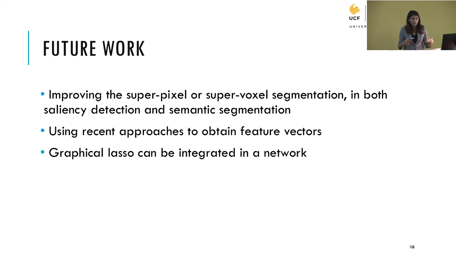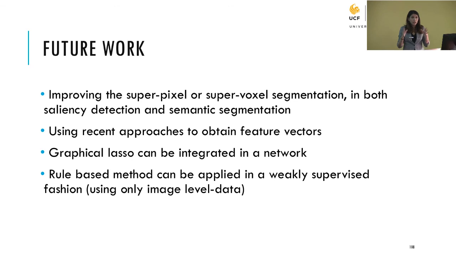CNN methods can lose some context information, maybe because of the pooling or because of the receptive field. So some methods, like graphical LASSO or other methods that can somehow infuse the context, can help the results. Also, this rule-based method that we use can be applied in a weakly supervised setting. If you just have image labels, you can use this idea and guide the semantic segmentation for each pixel.